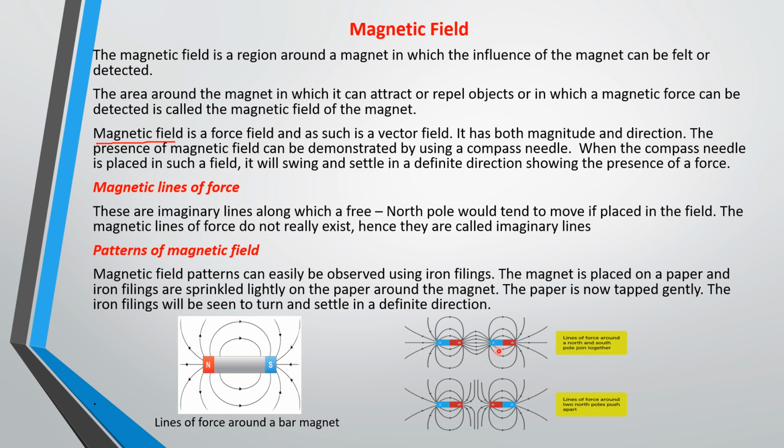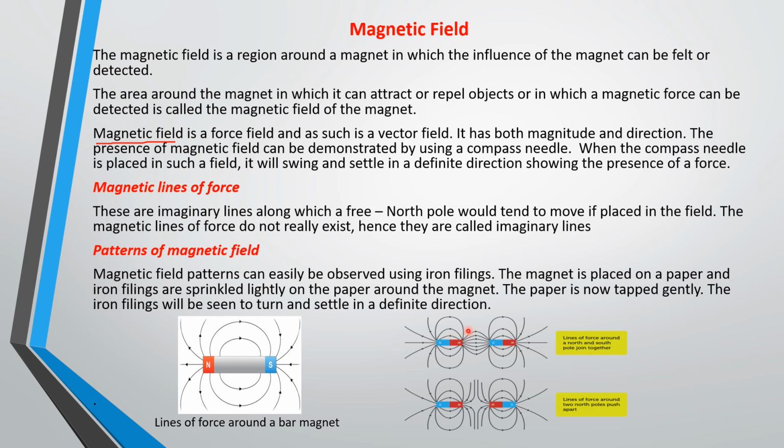So if you have like poles, you have repulsion. If you have unlike poles, you have attraction, right? And the arrow must move from the north to the south in all instances. Please take note of that. So this is what magnetic lines of force is all about, and then the patterns of magnetic field.